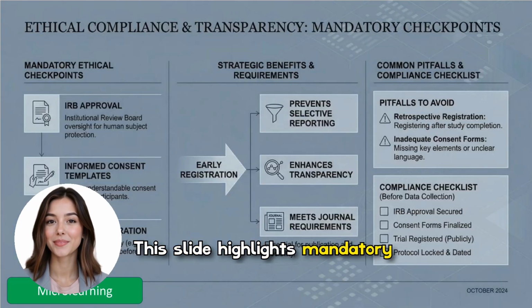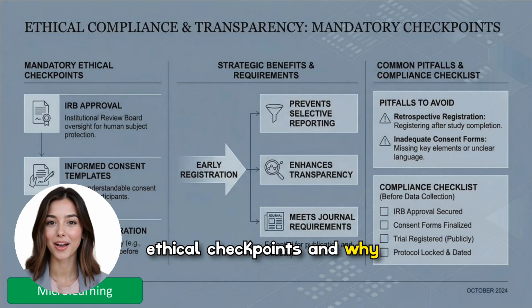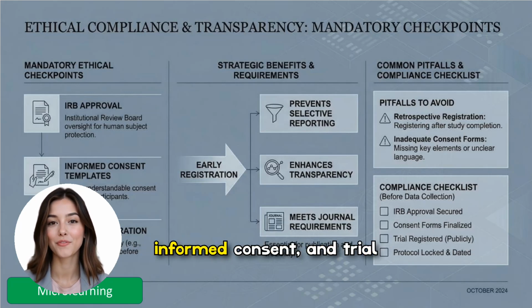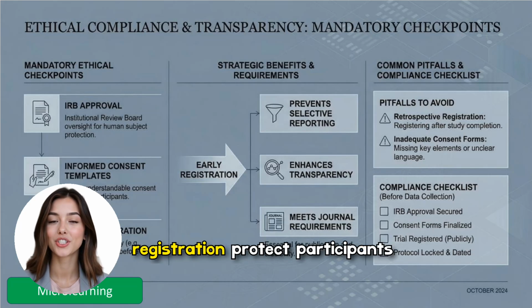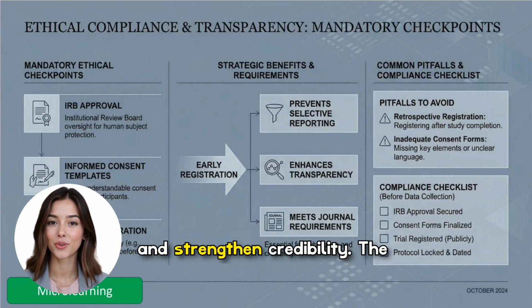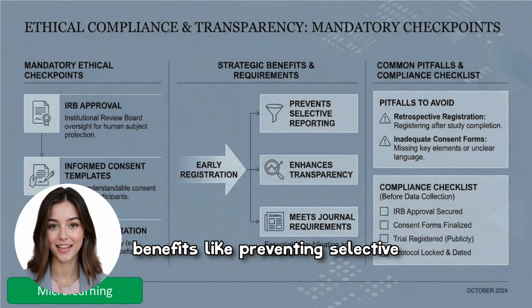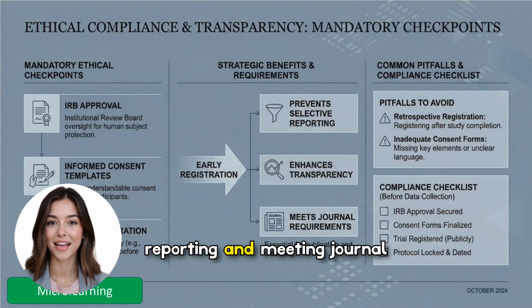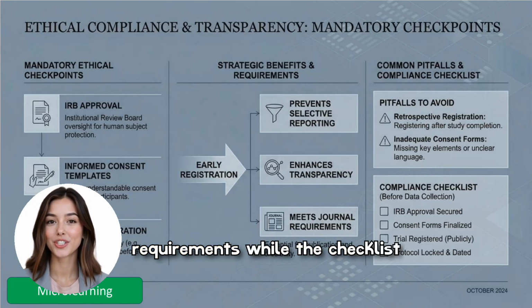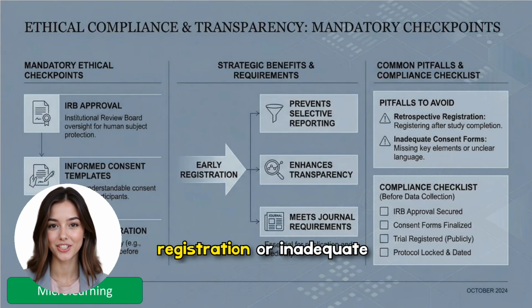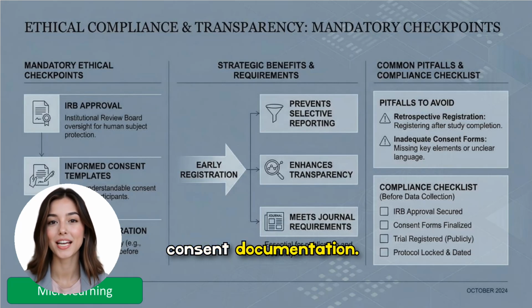This slide highlights mandatory ethical checkpoints and why early registration matters, showing that IRB approval, clear informed consent, and trial registration protect participants and strengthen credibility. The diagram emphasizes strategic benefits like preventing selective reporting and meeting journal requirements, while the checklist helps avoid common pitfalls such as retrospective registration or inadequate consent documentation.